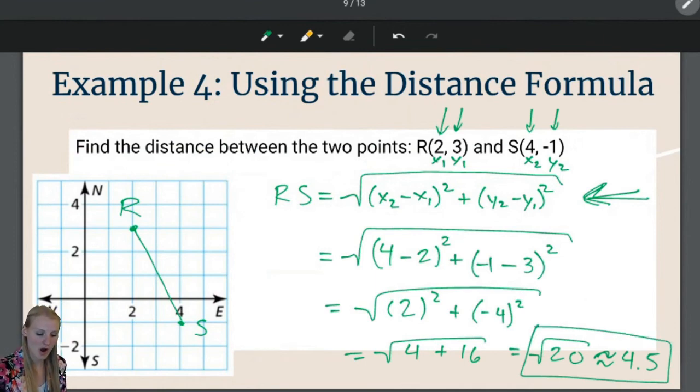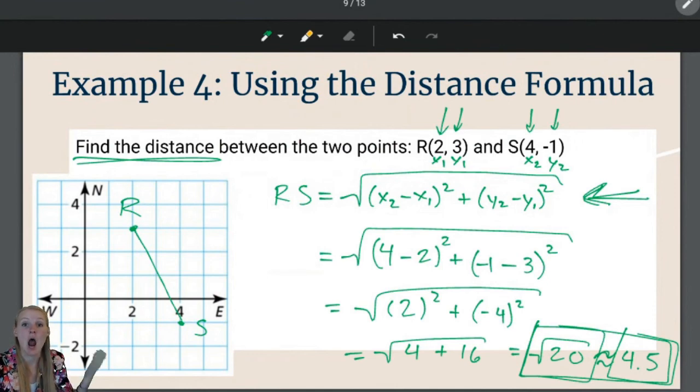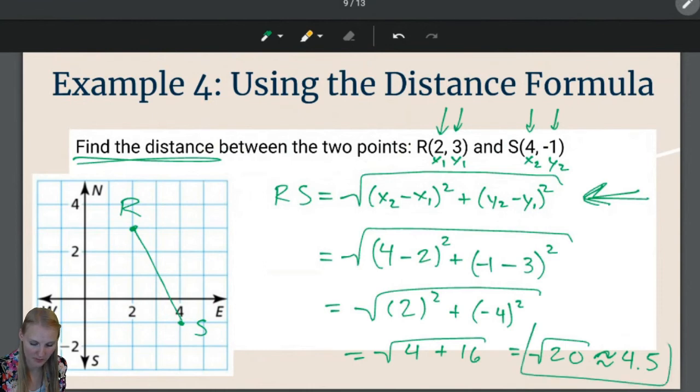Now, this problem did not tell us to round to the nearest tenth. It didn't tell us to write our answer as a decimal. It just said find the distance. So you're going to have to know, what does your teacher want? Do they want the square root of 20? Or do they want you to give them the approximate 4.5? Me? I don't care. We're in chapter 1. I don't care if you give me just square root 20 or if you tell me it's approximately 4.5. I don't care which one you give me. Yeah, but check in with your teacher to see which one they prefer.